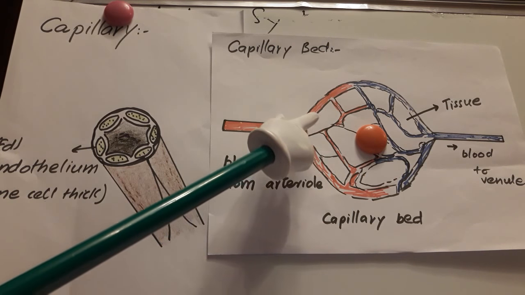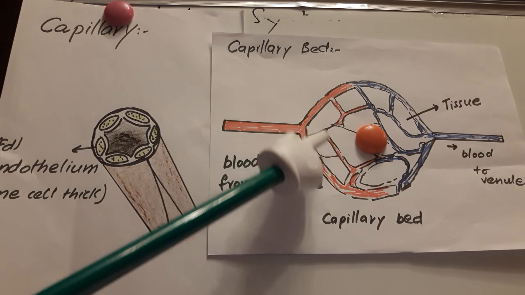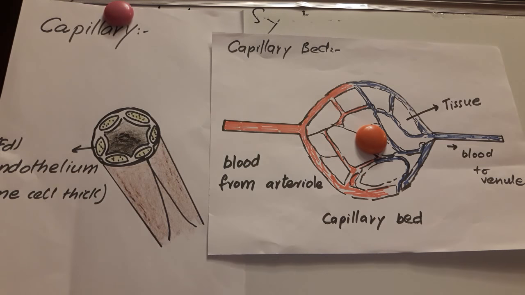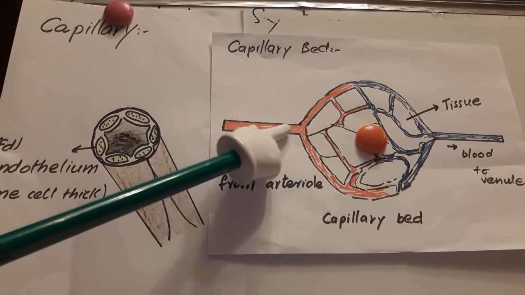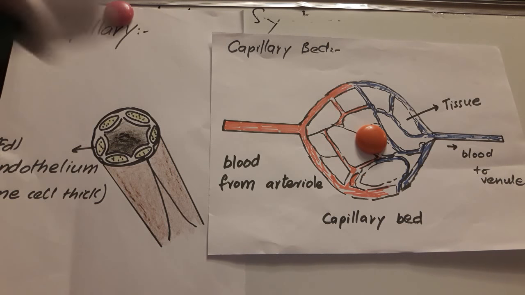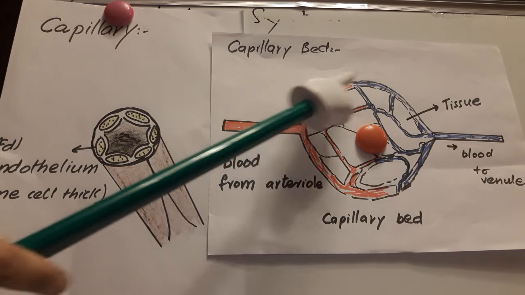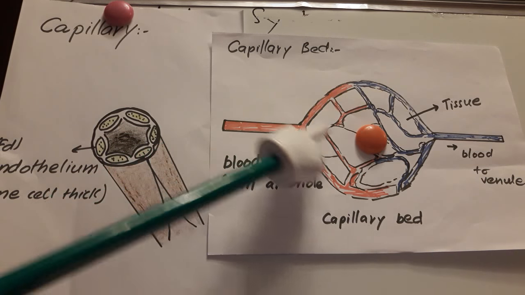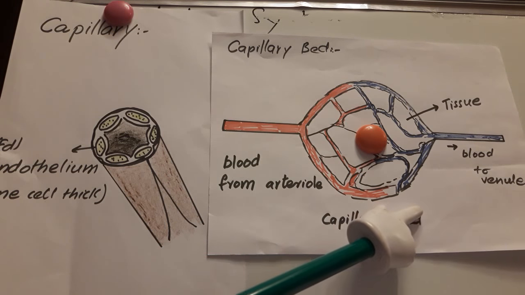And these capillaries are actually the places where the exchange of material takes place, and the substances are exchanged between the capillaries and the surrounding body tissues. So these are well adapted to perform this function. There are lots of capillaries, and the network of capillaries is known as a capillary bed.